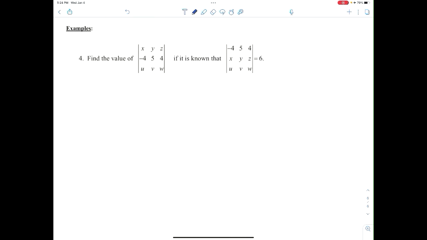Okay, now this one is an interesting one. Find the value of the determinant of x, y, z, negative 4, 5, 4, u, v, w if it is known that the determinant of negative 4, 5, 4, x, y, z, u, v, w equals 6. What happened from this one to this one? We can see that the row was switched here. Row 1 and row 2 got switched. You see that?